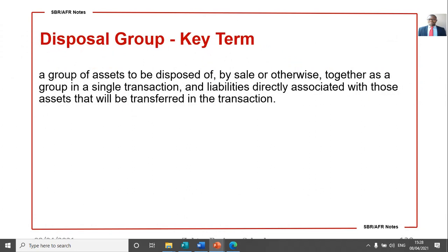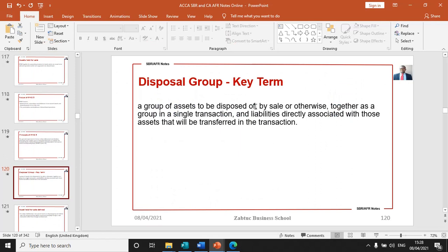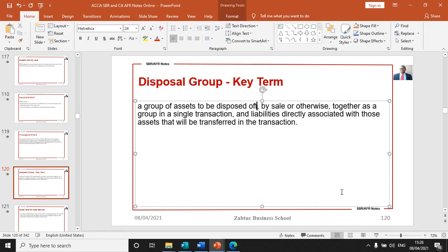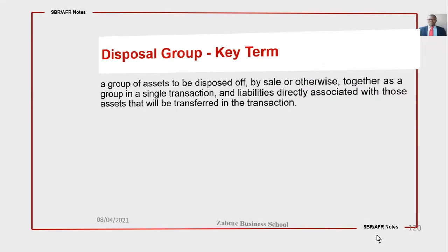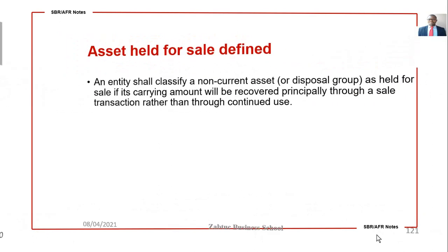A disposal group, under the key terms, is a group of assets to be disposed of by sale or otherwise together as a group in a single transaction, and liabilities directly associated with those assets that will be transferred in that transaction.